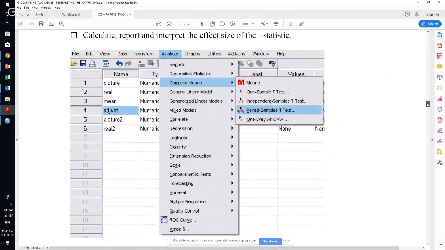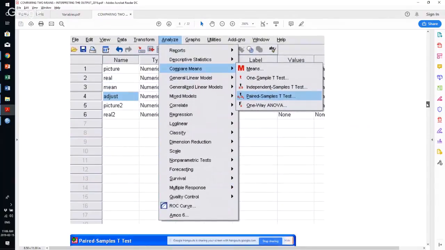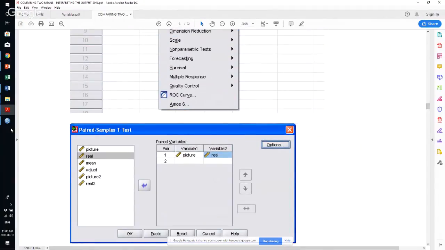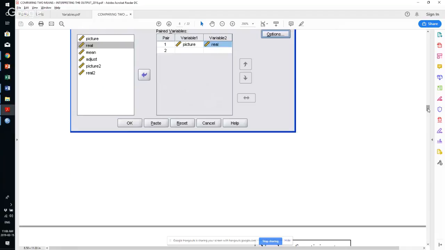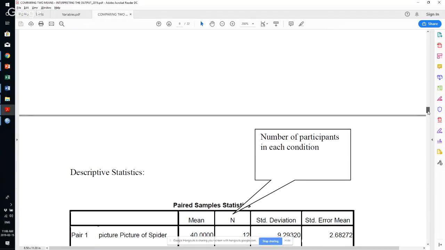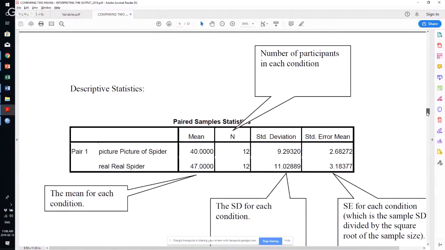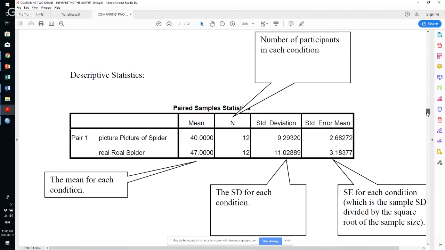So we go into analyze, compare means, paired samples. I'm not going to switch back and forth. You put them both in. You then want to click on your options. So this is what we end up with. Our N is the number of participants in each condition.